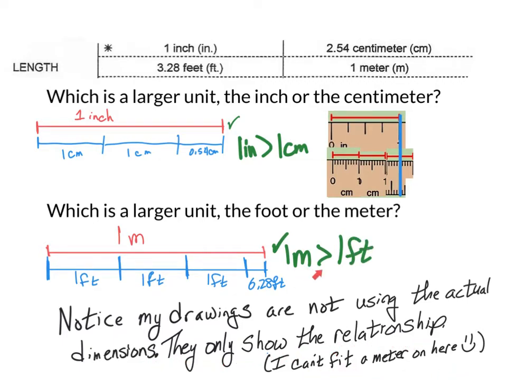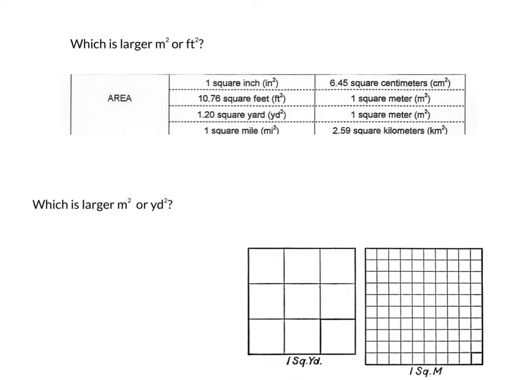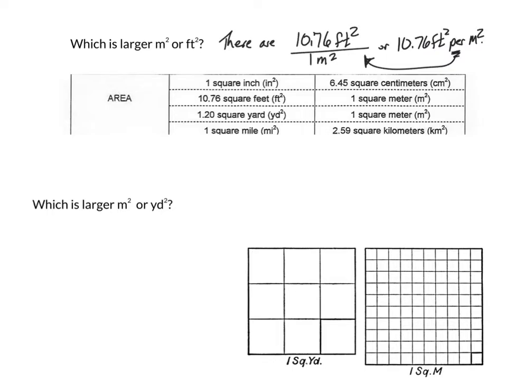Next, let's look at areas. So here we're asking, which is larger, a square meter or a square foot? Looking at our chart, we see that 10.76 square feet per 1 square meter. Notice that I said per, and that's just one way of writing a fraction. When you say per something, that means divided by that second thing. In this case, we would say there are 10.76 square feet per meter squared. Notice that I didn't put the 1 in, so a lot of times we don't write the 1 in verbally when we write in the word per.